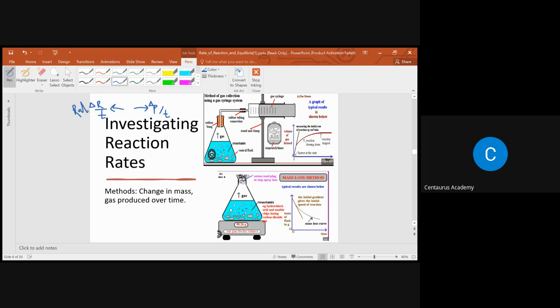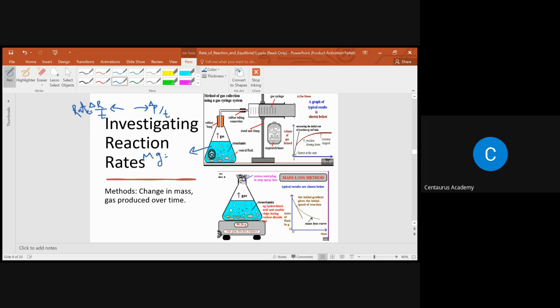So investigating the rate of reaction, these are two different setups. If you look at the first one, the gas is collected using a gas syringe system. This means they are looking into the product formed over a certain period of time. The two reactants react with each other. For example, magnesium reacts with hydrochloric acid.